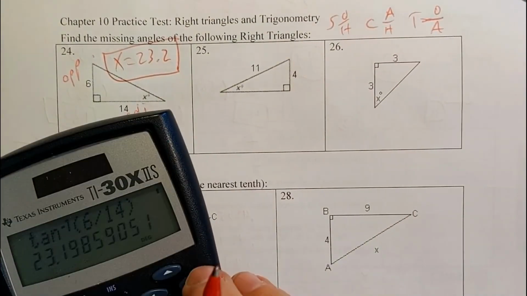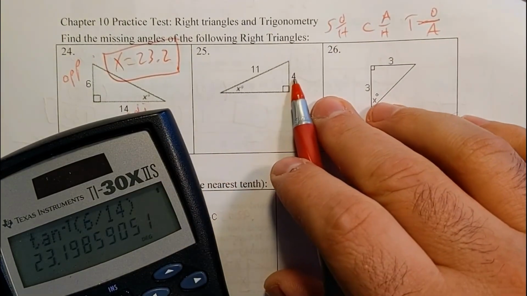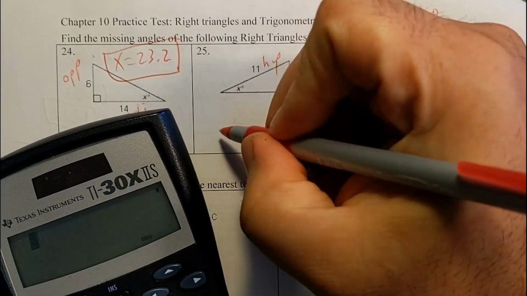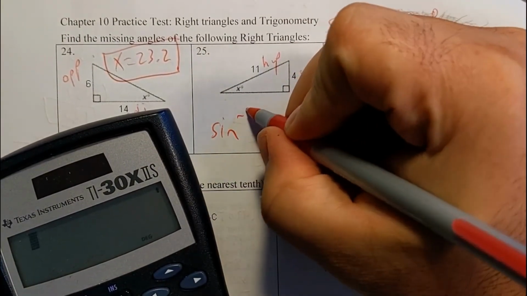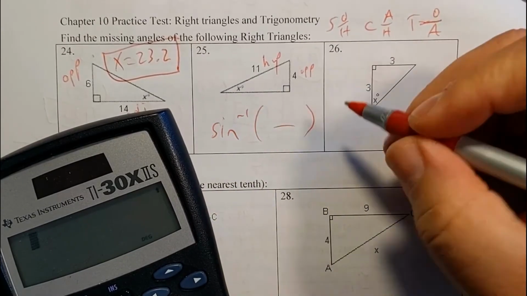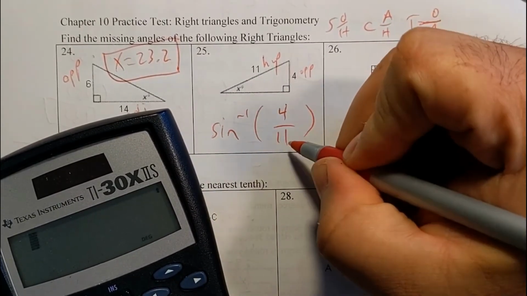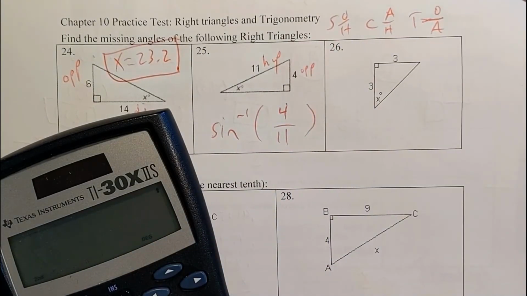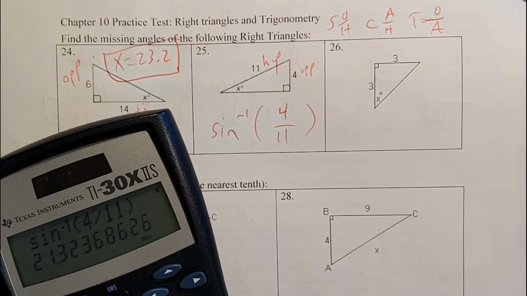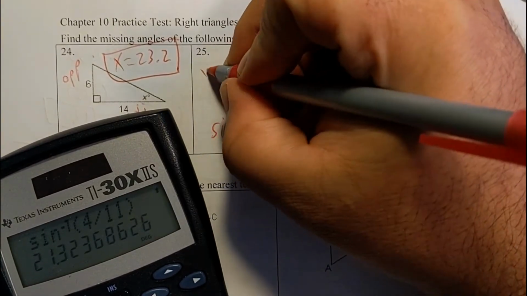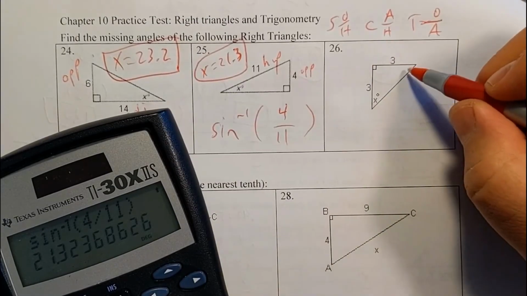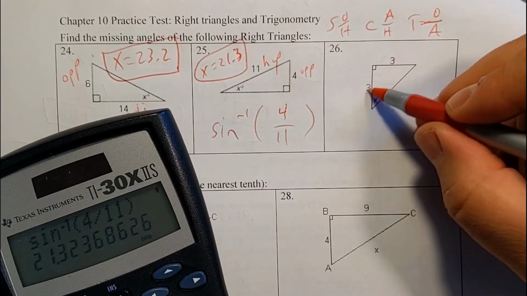Next one, same thing. So you'd go from x, that's opposite. 11's your hypotenuse. Opposite and hypotenuse is supposed to be sine. We're looking for the angles, so we're doing the inverse. Opposite goes on top, hypotenuse goes down to the bottom because of sine. And then you're going to go second, sine 4 divided by 11, and you get 21.3. So x is 21.3.